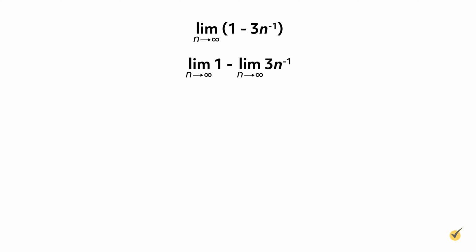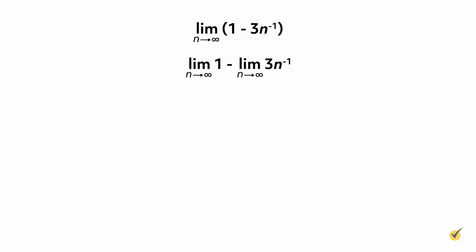The limit as n approaches infinity of 3 is equal to 3. Once again, we have the limit of a constant. And the limit as n approaches infinity of n to the negative 1, we also know, though this problem hides it a little bit. N to the negative 1 is really 1 over n, which we know has a limit of 0. So after all that, here's what we know.